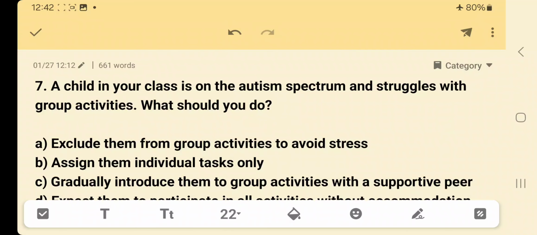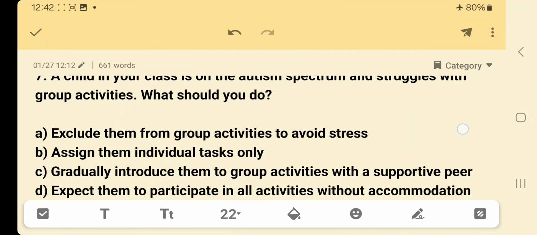A child in your class is on the autism spectrum and struggles with group activities. What should you do? Option A. Exclude them from group activities to avoid stress. Option B. Assign them individual tasks only. Option C. Gradually introduce them to group activities with a supportive peer.